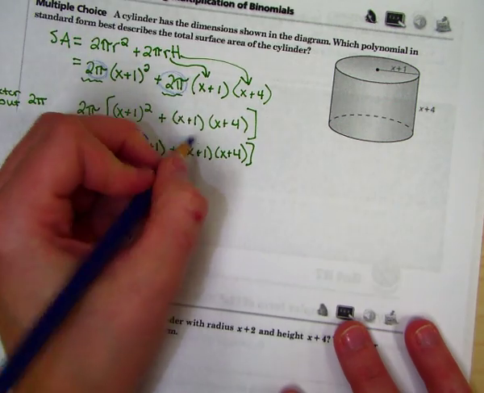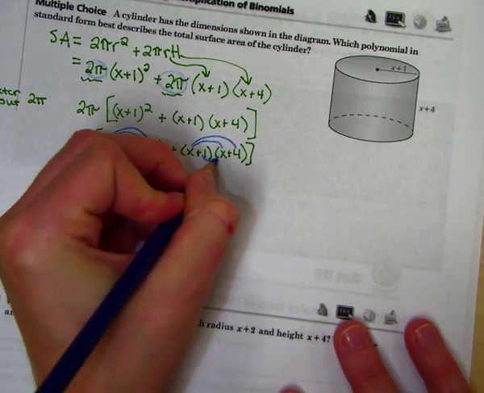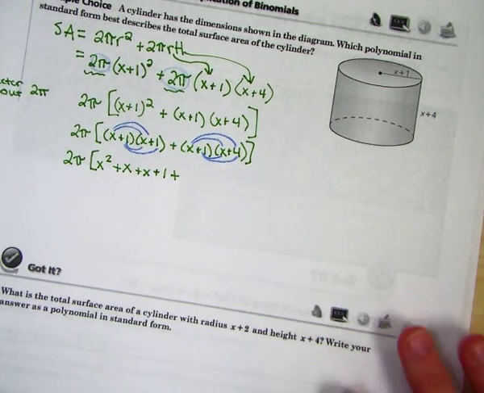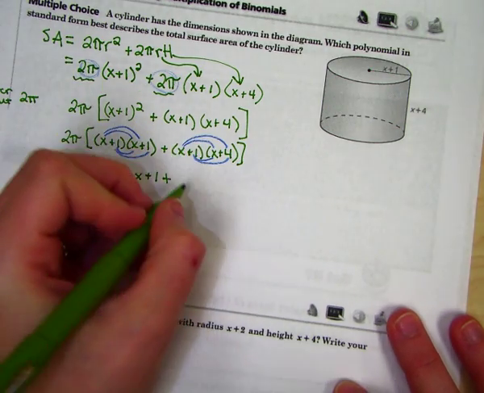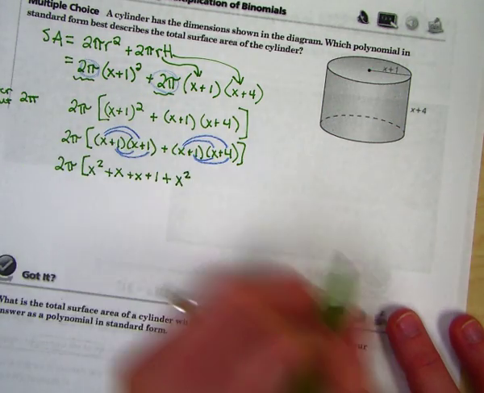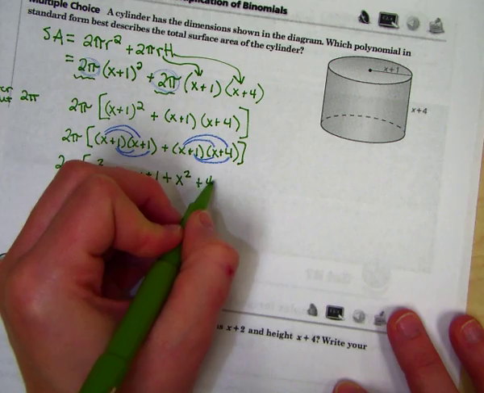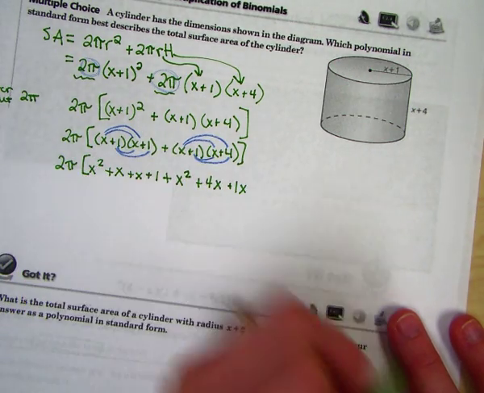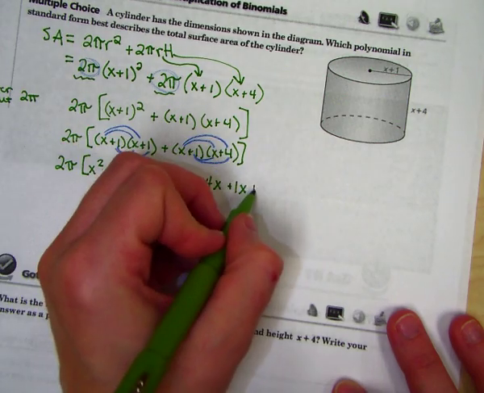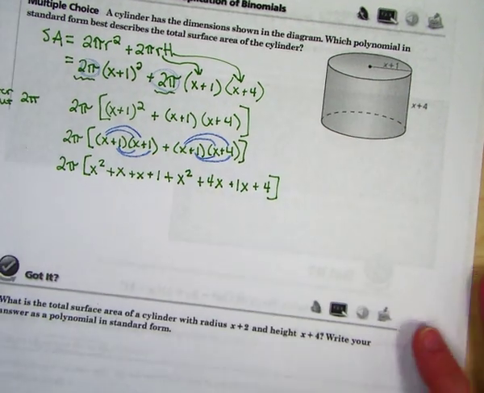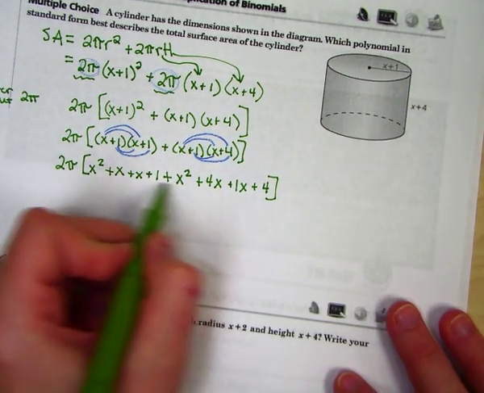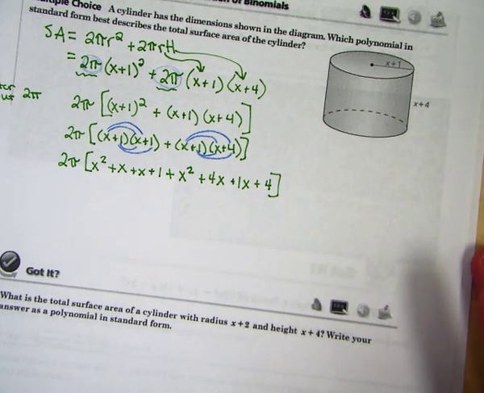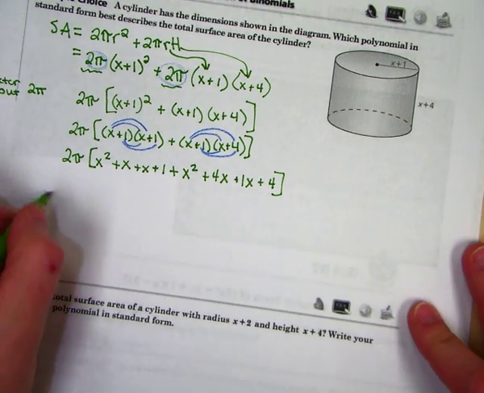Let's get our arcs on there. 1, 2, 3, 4. X times x is x squared. X times 4 is 4x. 1 times x is 1x. 1 times 4 is 4. Now look at this really long problem inside of there. We're going to combine our like terms.